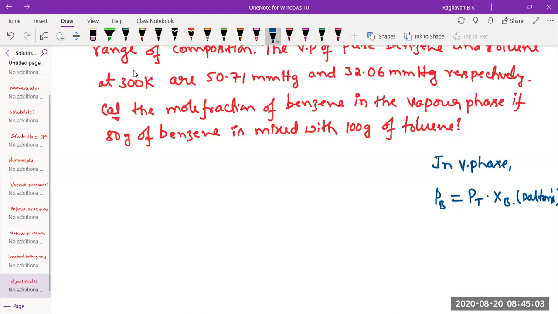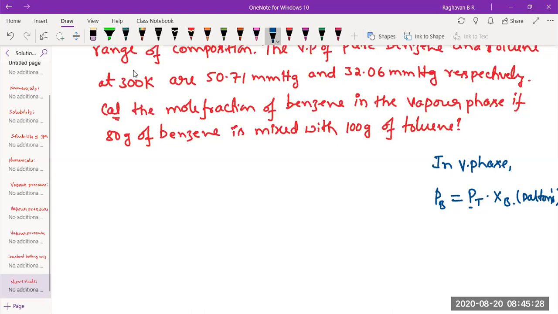Now, what is all required? They have given 80 grams of benzene and 100 grams of toluene. Masses of benzene and toluene have been given. From that, number of moles. From number of moles, mole fraction of benzene and toluene. From that, Raoult's law for liquid in liquid can give PT. PT is equal to PB plus Pt.